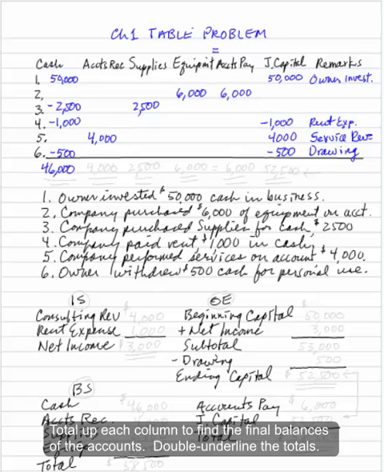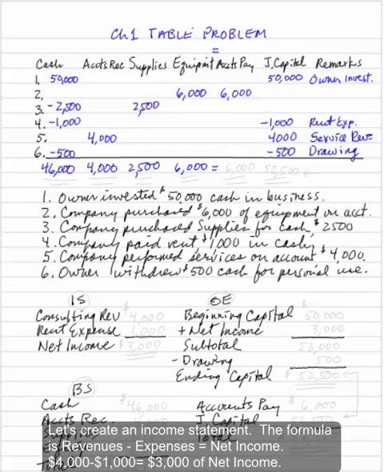We should total up each column here, so our cash is going to end up at $46,000. You should verify that. Accounts receivable ends at $4,000. I'm just adding up each column. Supplies, $2,500. $6,000 in the equipment account, ending balance. On the other side of the equal sign, we have accounts payable, also $6,000. And if you add up the pluses and minuses to the capital, it will be $52,500. And normally in accounting, we double underline those balances.